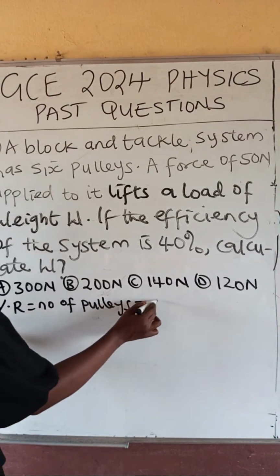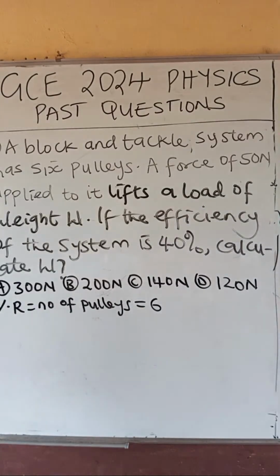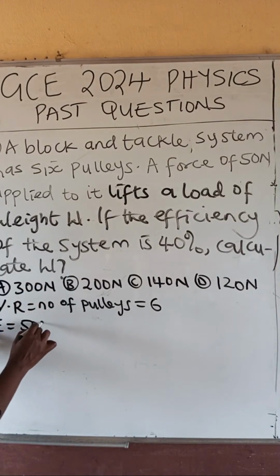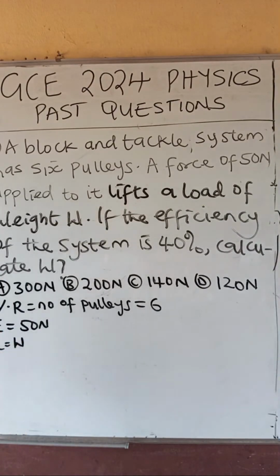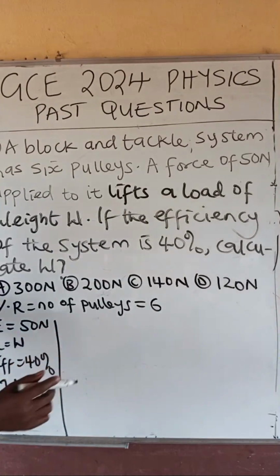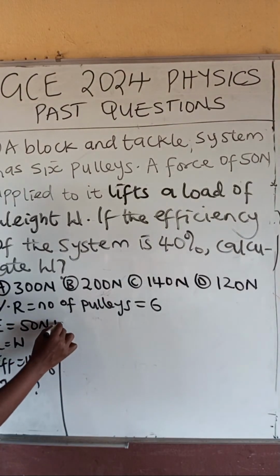For this system, velocity ratio is equal to the number of pulleys, which is equal to 6. A force of 50 Newton applied to lift a load. That means this is our load. Our effort is 50 Newton. And we are looking for our load, which is labeled W, right? If the efficiency is 40%, we should calculate W. The first thing that will come to our mind is for us to get our mechanical advantage, okay? Using our efficiency formula, this says that what?